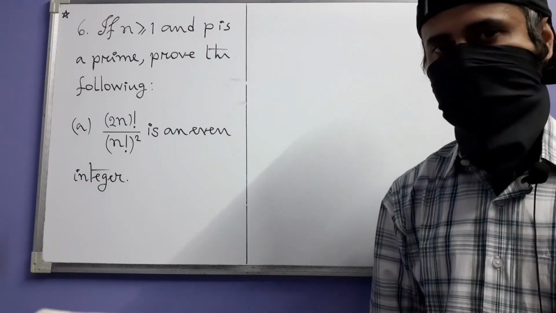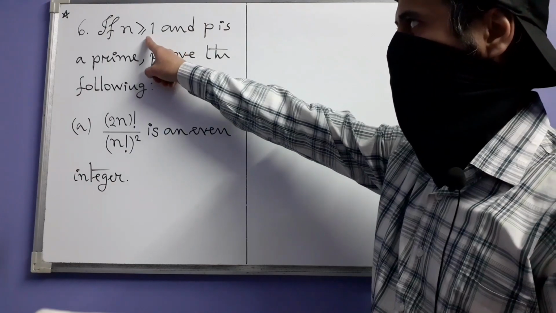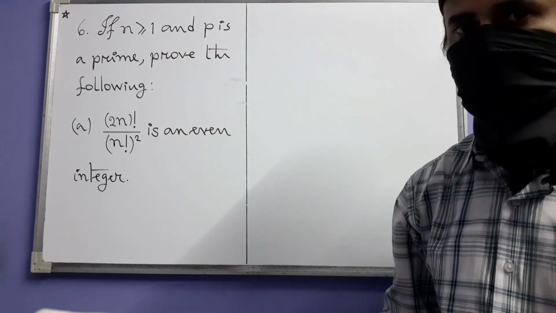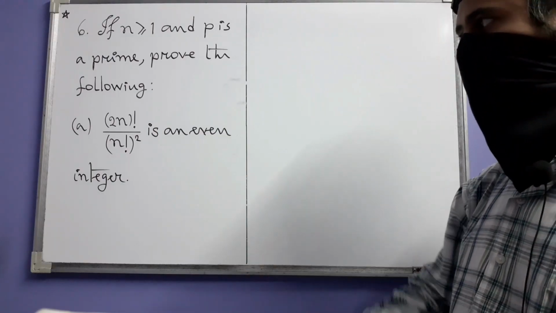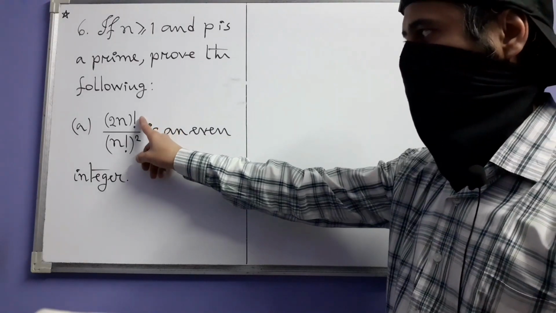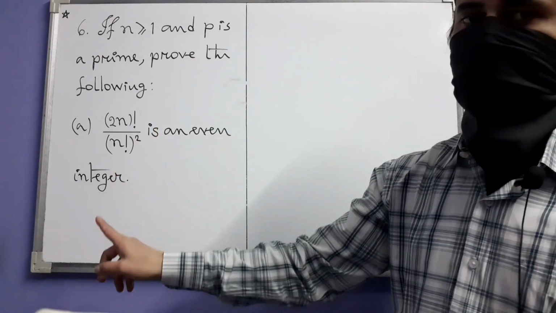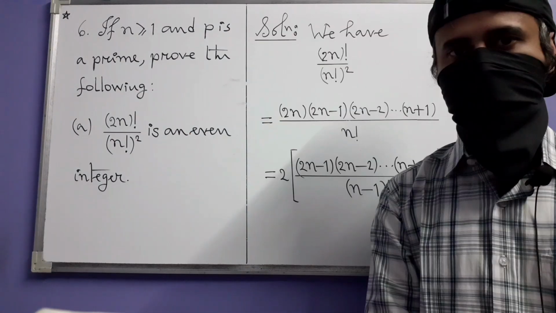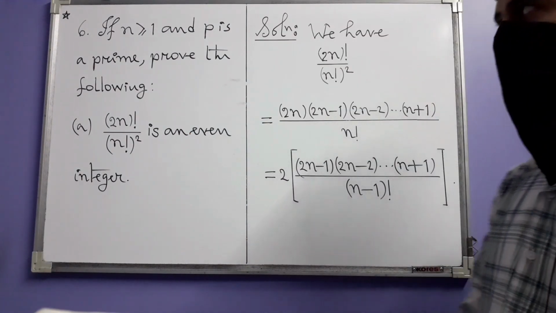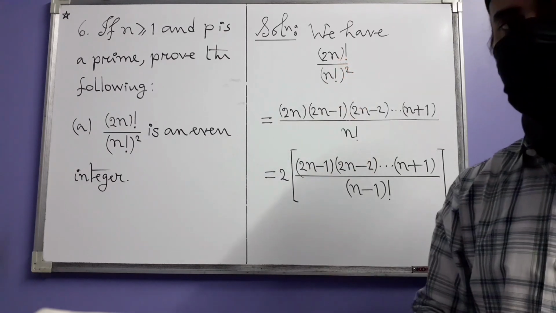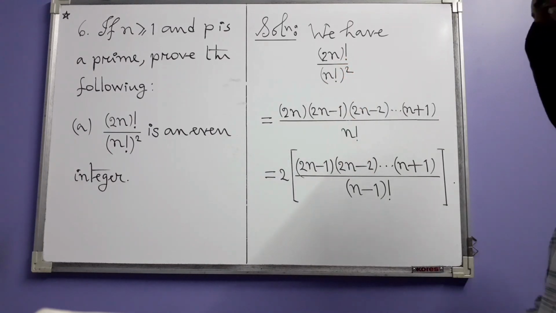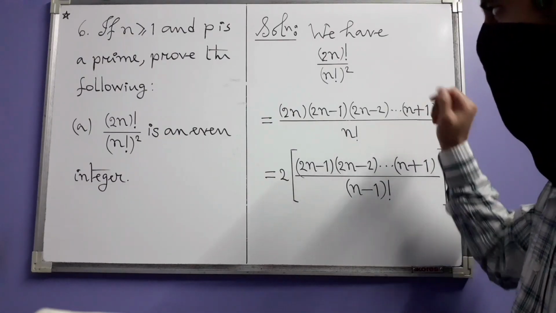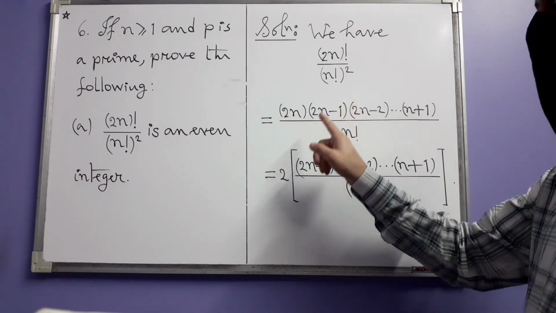Let's see number 6 next. If n is a positive integer and p is a prime, we have to prove the following. There are three parts. This is the first one. 2n factorial divided by the square of n factorial is an even integer. We start the solution by expanding the 2n factorial in the numerator. So if you do the expansion, we don't do it fully, we stop at some stage. Let's see what that means.